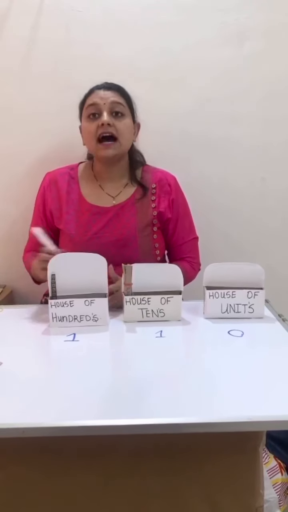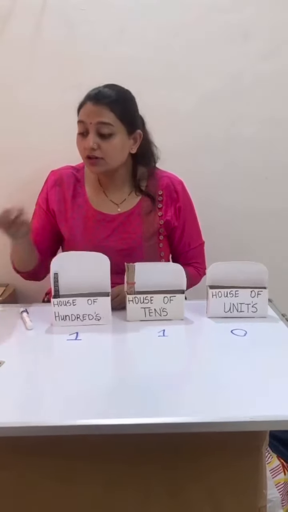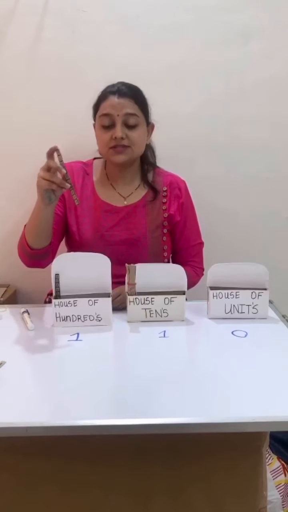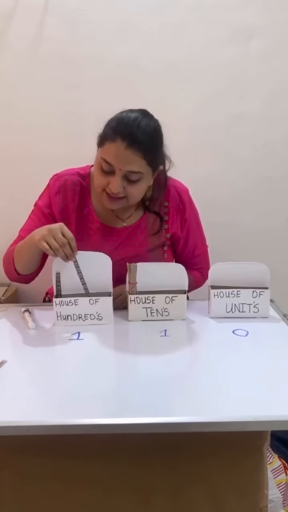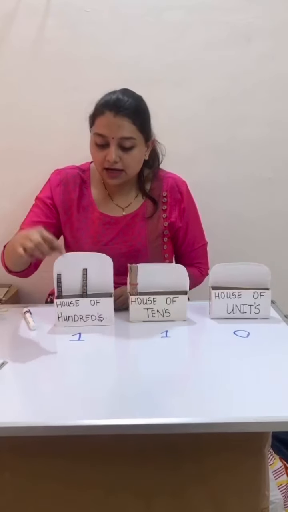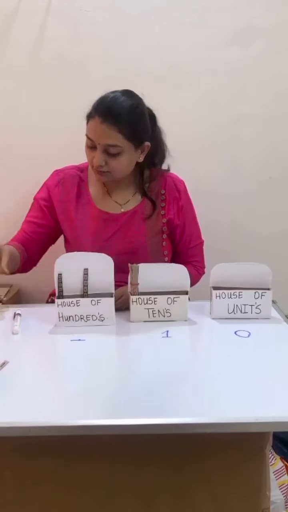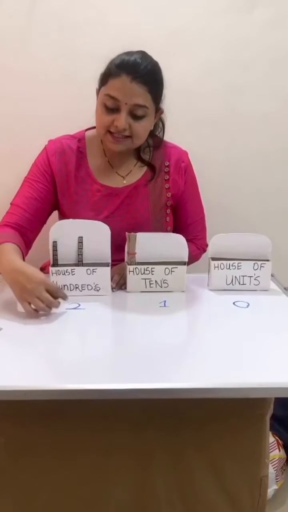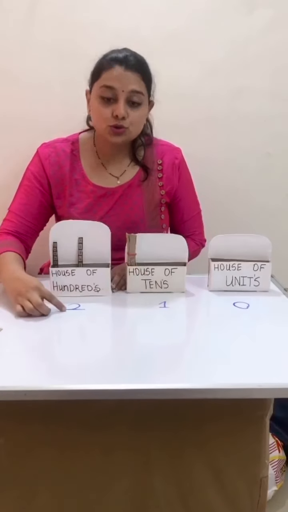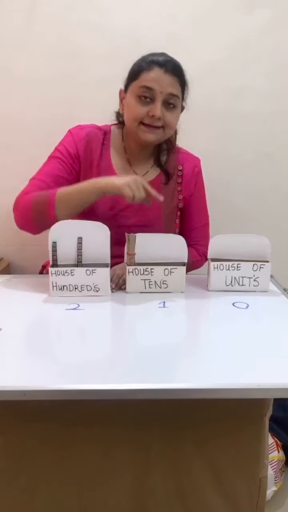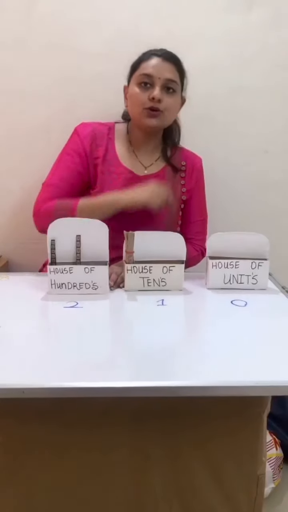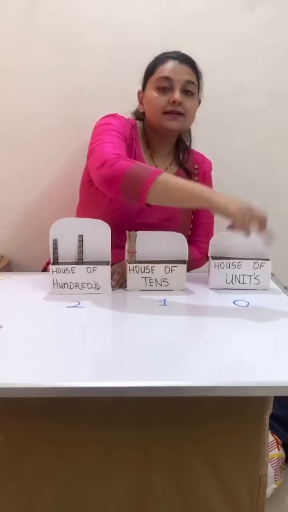If I add one more group of 10 bundles in the house of hundreds, this will become number 2. So this number becomes 200, 1 ten and 0 units. 210.